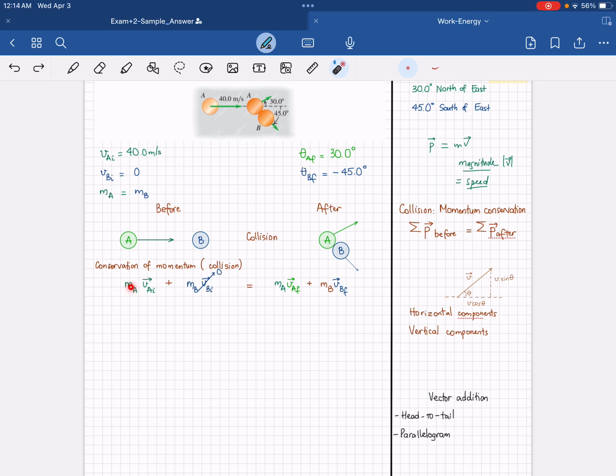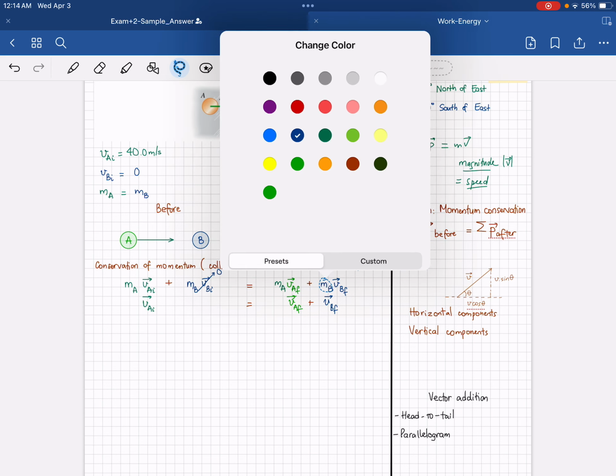So it means that MA and MB are all the same. Can we simplify that? Yes, we can. Then what is left is just VAI on one side, which equals VAF, the final velocity of mass A, plus VBF. Oh, I should have colored this one blue to match with B.